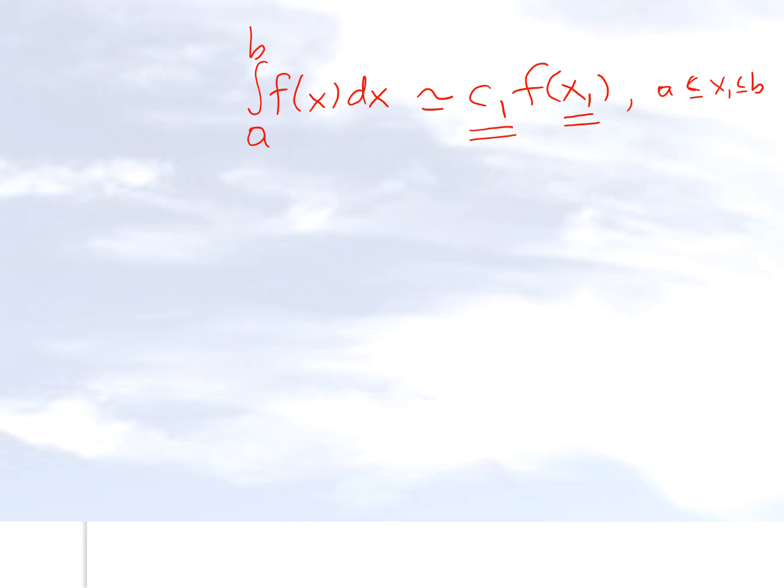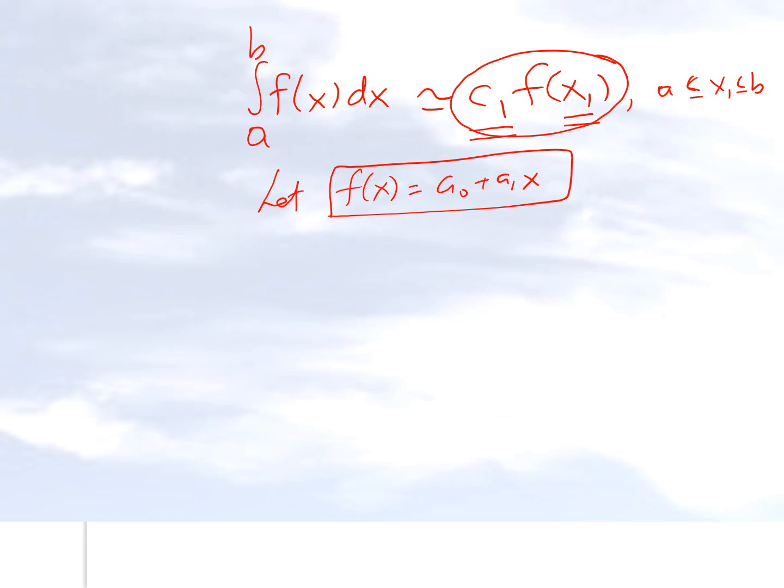If we're able to find c1 and x1, we will be able to figure out the approximate value of the integral. So how do we find c1 and x1? We say that for a function f of x equals a naught plus a1 x, we get the same value as the exact integral as we get from the formula. What does that mean? That means that if I integrate this function exactly, using my integral calculus knowledge, this is what I will get.